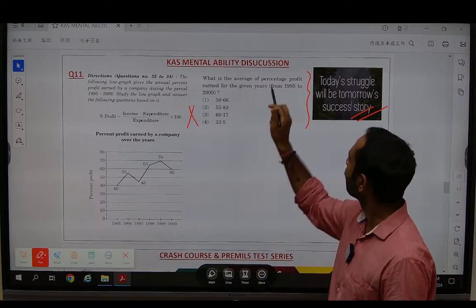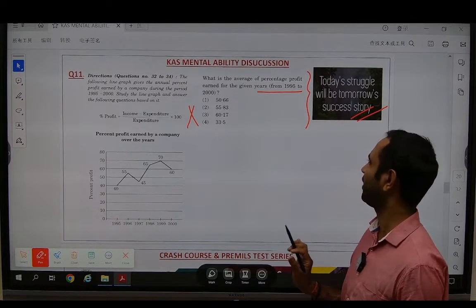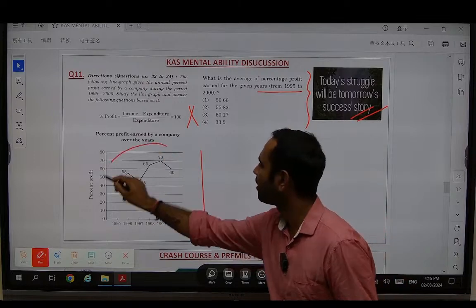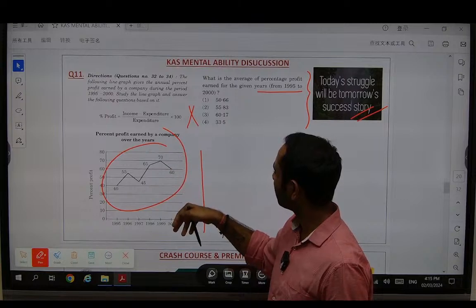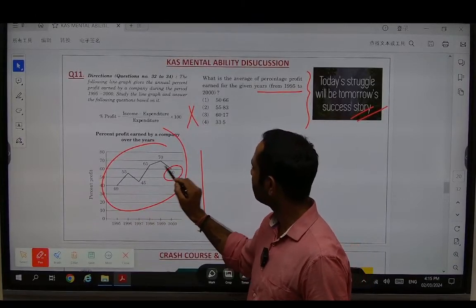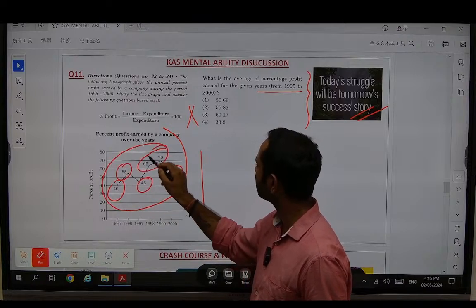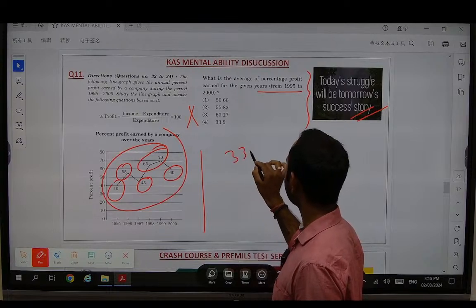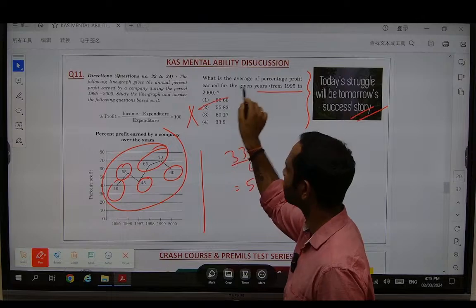What is the average of percentage profit earned for the given year? So they are just asking for the average of percentage profit earned for the given year. Percentage profit is given, you just have to calculate the average. Now, total 6 data are there. So 40 plus 60 will be 100 and 50 plus 45 will be 100, 200, and this is nothing but 135. So 335 and then divided by 6. So 6 5s are 30, 6 5s are 30, 55 point something will be the correct answer.